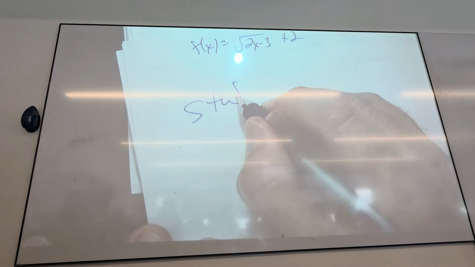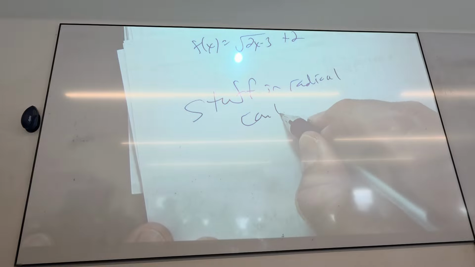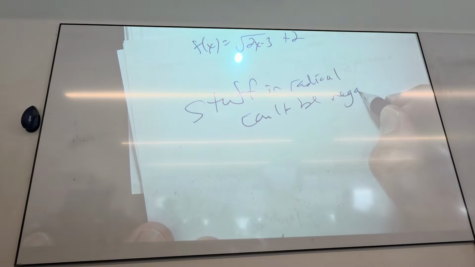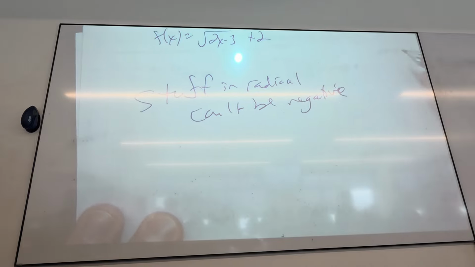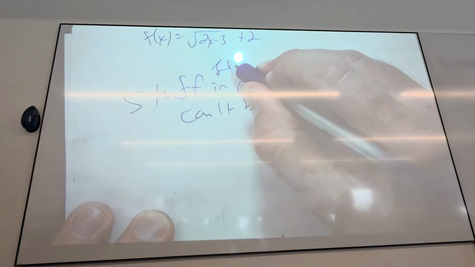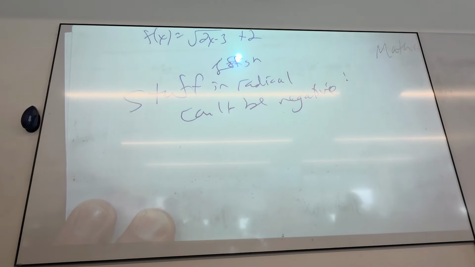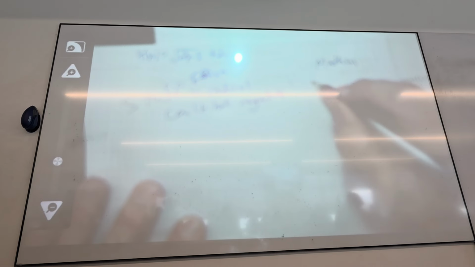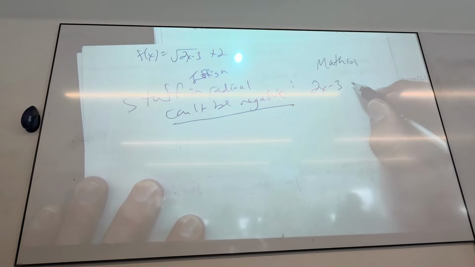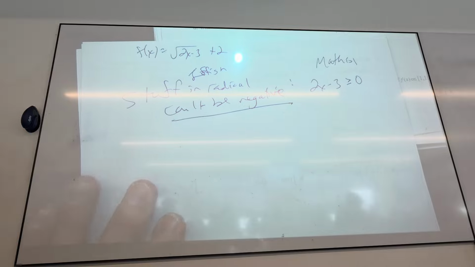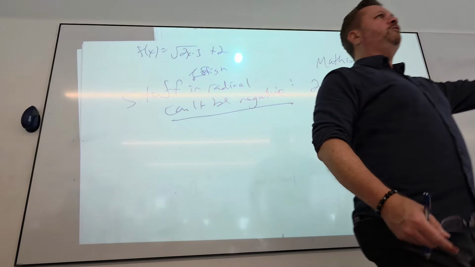Let me write this down. Stuff in radical can't be negative. I'm not sure I can call this English. This is at least Jeffish. So this is Jeffish. How do I translate that into Mathish? What's inside the radical? 2x minus 3 can't be negative, so it must be at least 0. So did I care about the plus 2? No, because the plus 2 is cool.